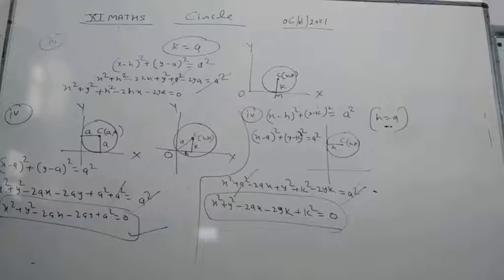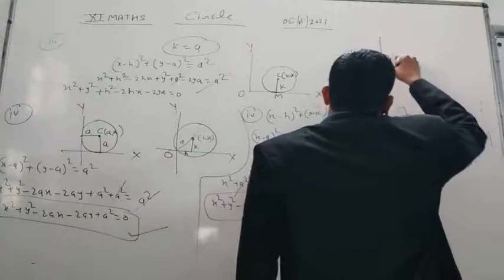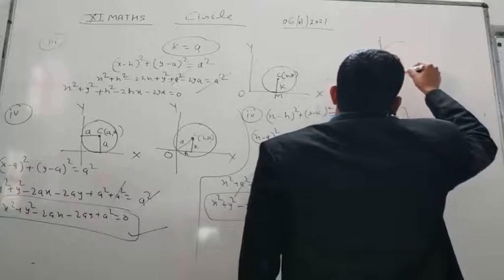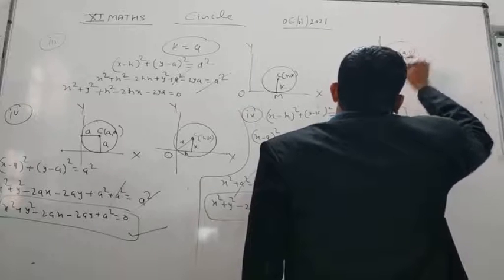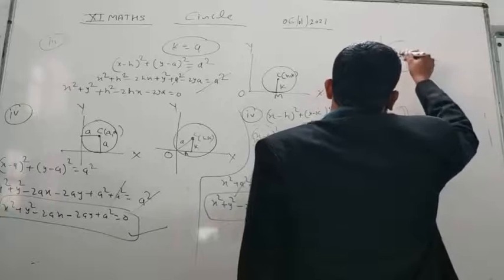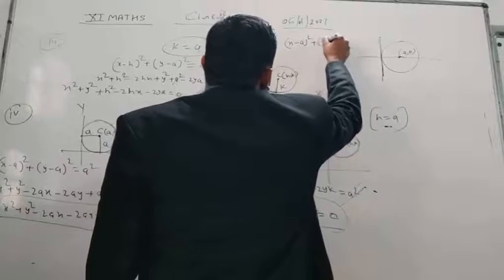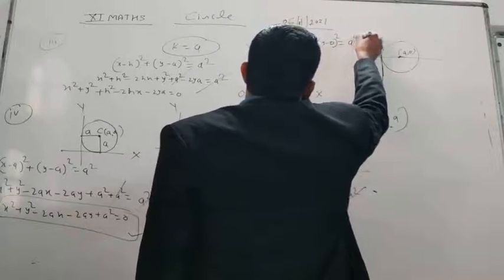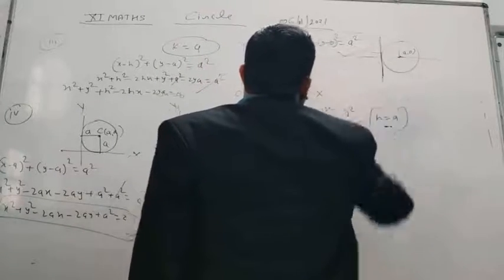And the sixth case, student, when the circle passes through the origin and center lies on x axis. So student, in this case our equation will be (x minus a) whole square plus (y minus 0) whole square is equal to a square. Okay, in this case our equation of circle will be this.